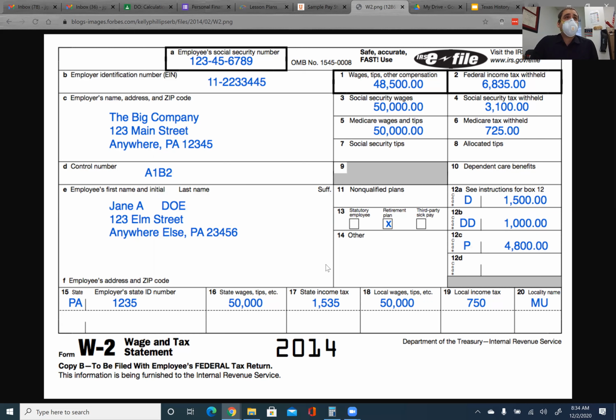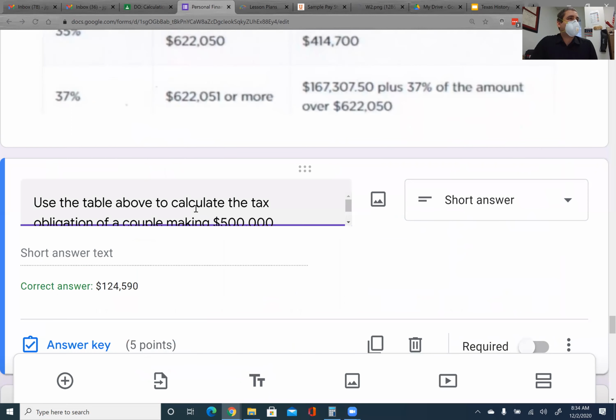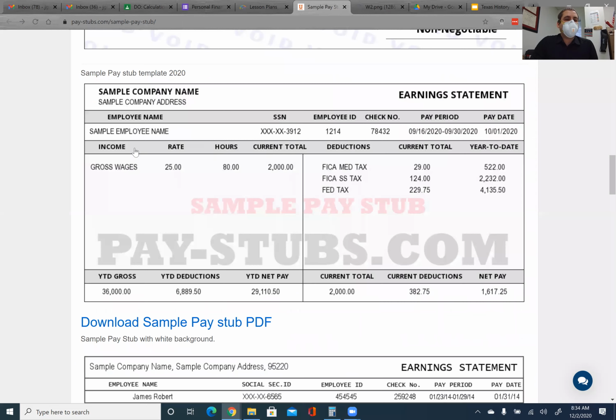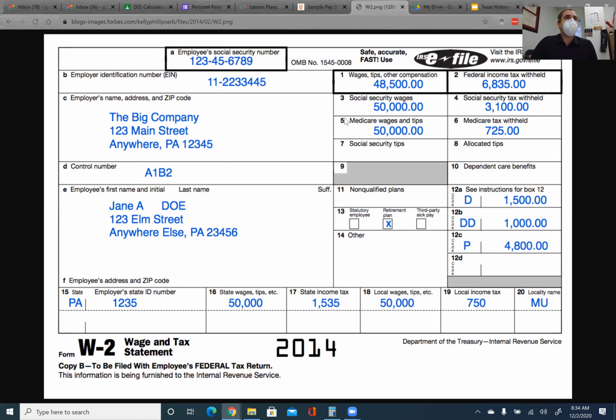Tomorrow, y'all will have a quiz where you'll have to do some tax calculations and identify certain parts of a pay stub and a W-2.